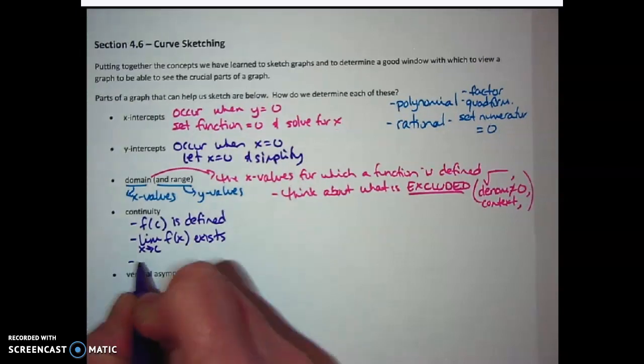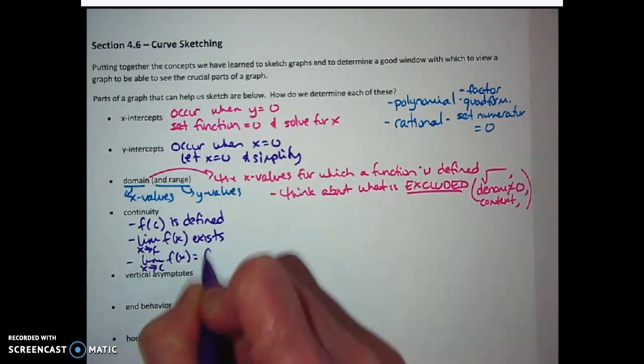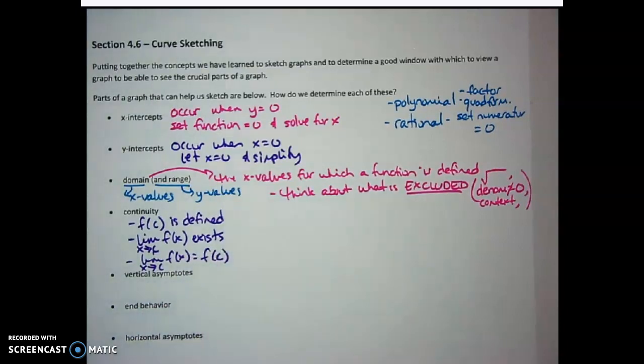And then finally, the last thing is the limit as x approaches c of f of x has to equal f of c. Again, we're approaching from the left and the right, but there can't be a hole there. If there's a hole, then it's obviously not continuous. So that's what we're doing with continuity. We have to make sure that functions are continuous.